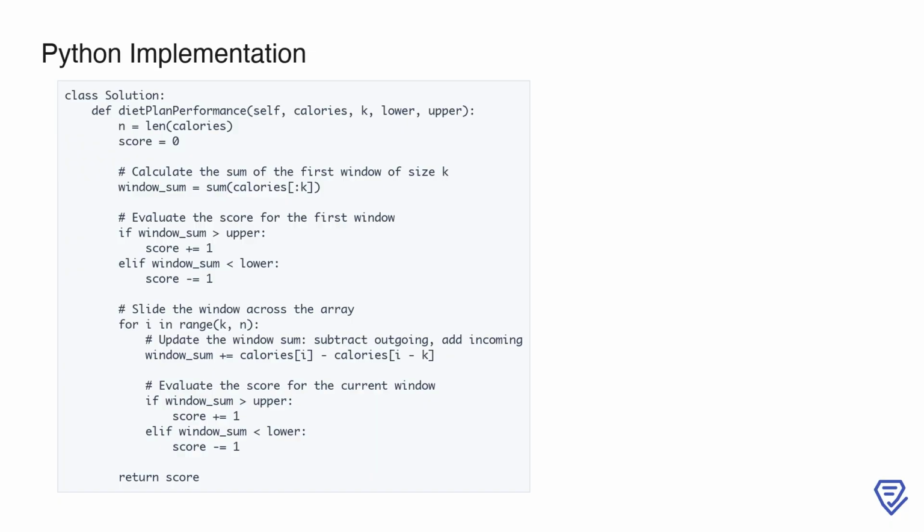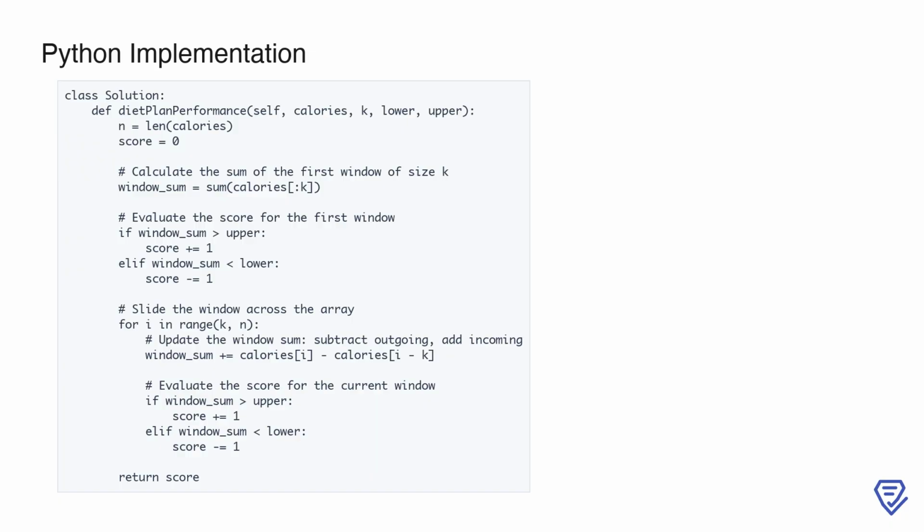For each new window sum, the code again checks it against the thresholds to adjust the score accordingly. This process is repeated for all possible subarrays of size k by iterating through the array. The function finally returns the computed score after evaluating all windows.